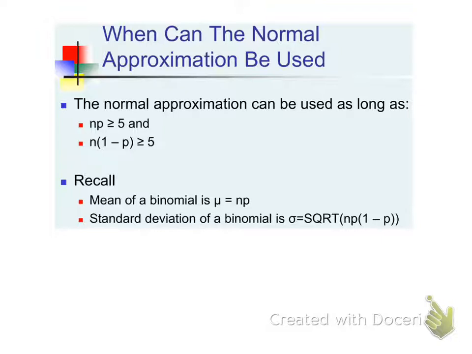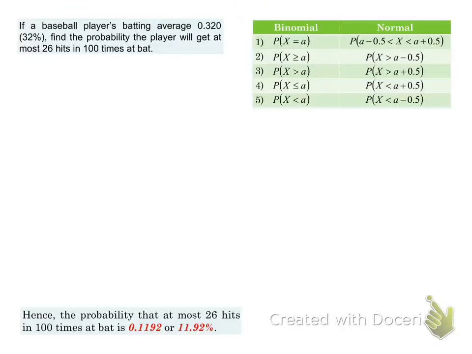This is the formula for the binomial distribution. The mean is equal to N times P, or mu, or expected value, it's the same thing as the mean. The standard deviation will be the square root of NPQ. This part for the binomial is just a recall. This is the second example from your slide. Given that the baseball player's batting average is 0.320, which means 32%, find the probability that the player will get at most 26 hits in 100 times at bat.